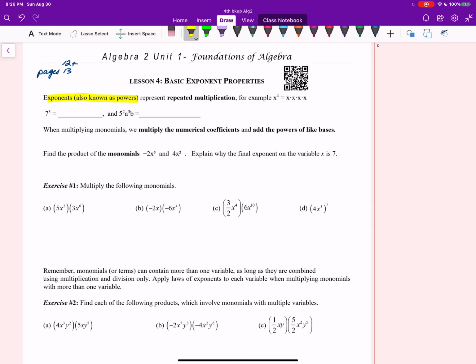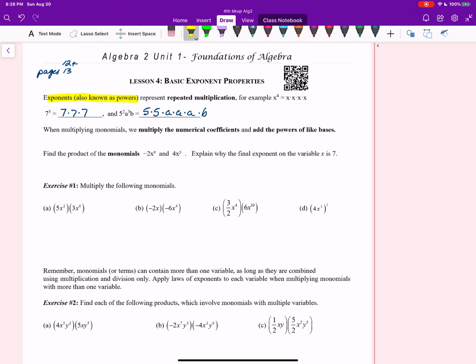For example, x to the fourth is equivalent to x times x times x times x. 7 to the third is equivalent to 7 times 7 times 7. And 5 squared a to the third b would be equivalent to 5 times 5, a to the third would be a times a times a, and b would be times b.